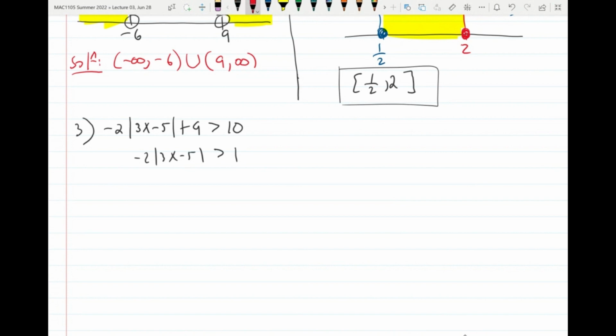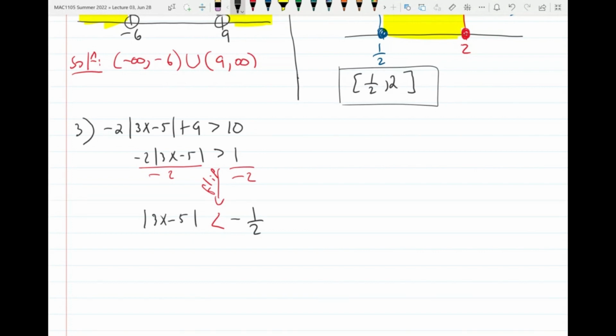Now, it's important to remember the rule. What happens when you divide by a negative? I have to flip this guy. So it flips, so it becomes less than. So now we have the following statement: the absolute value of 3x minus 5 is less than -1/2. Okay? At this point, there's no rule to look at from the one that we were saying above. You just think about this statement.